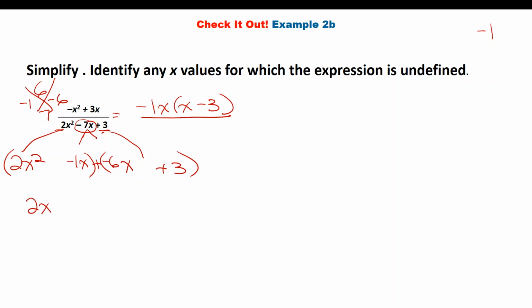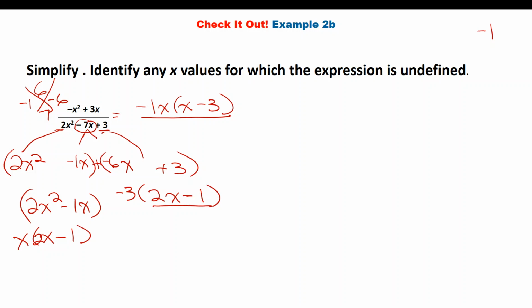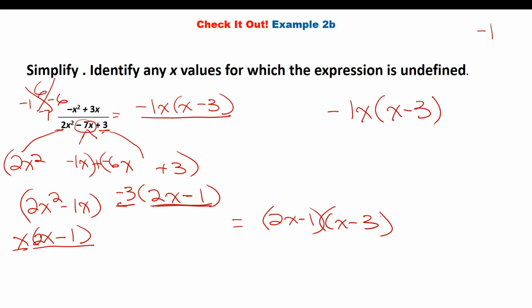So here I have a 2x squared minus 1x, and I know that I could factor an x out of that, leaving me with 2x minus 1. And over here, I could factor out a -3. That would leave me with a 2x minus 1 also. So now I can factor out this 2x minus 1. So it's going to equal 2x minus 1, and I have an x and a -3. So x minus 3.